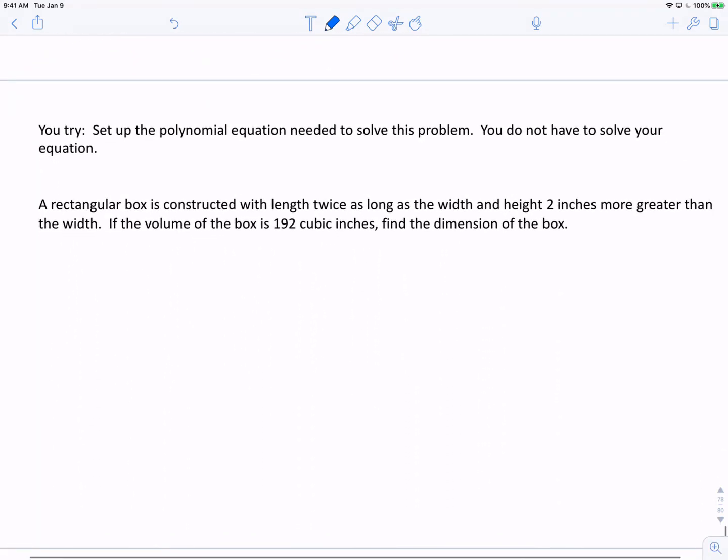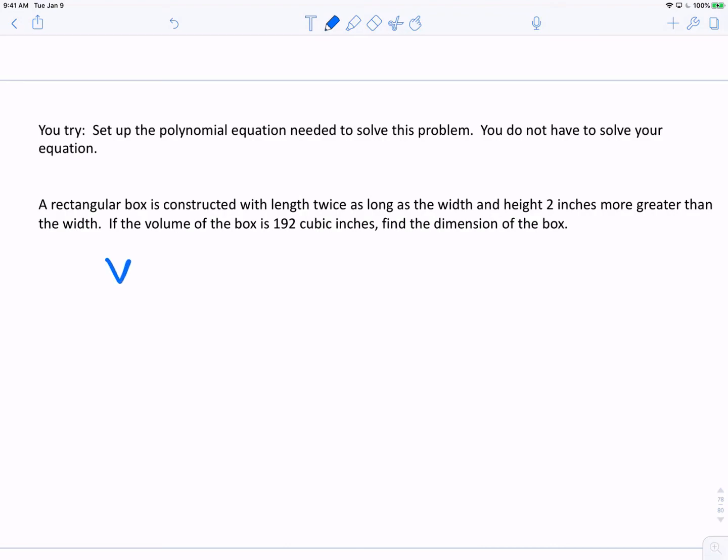Here's one for you to try. See if you can set up the polynomial equation needed to solve this problem. You don't have to solve it, unless you want to. A rectangular box is constructed with length twice as long as the width and height 2 inches more than the width. The volume is 192. Find the dimensions of the box.